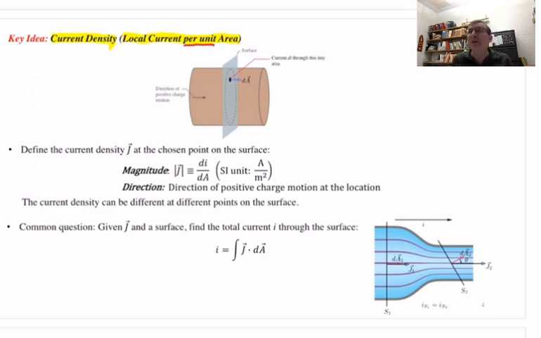So be careful. There's current, which we now have already defined, symbol little I. And now here's a new quantity, current density. New thing that's related to current, but is its own thing. Okay? In fact, it is local current per unit area.